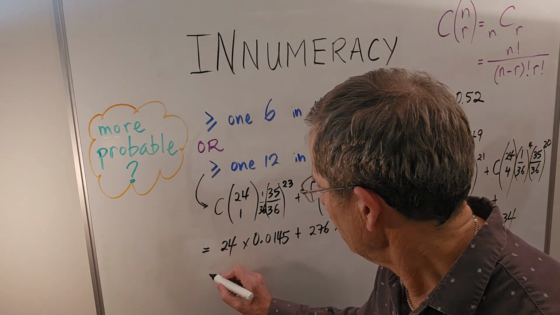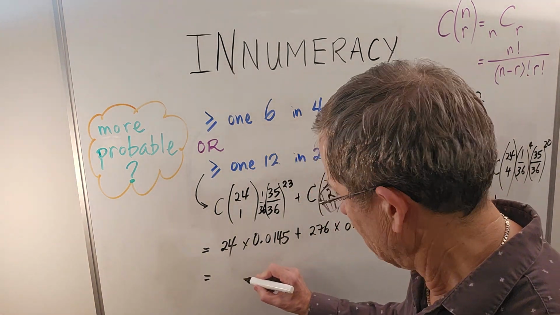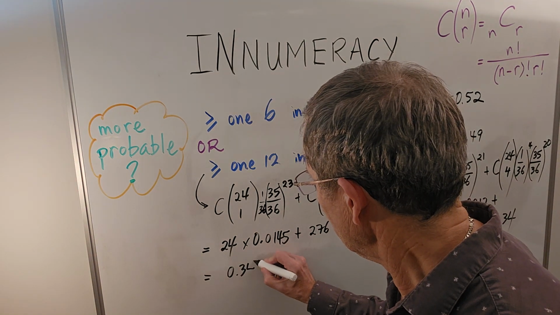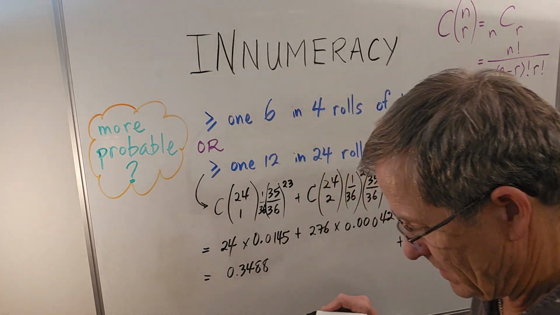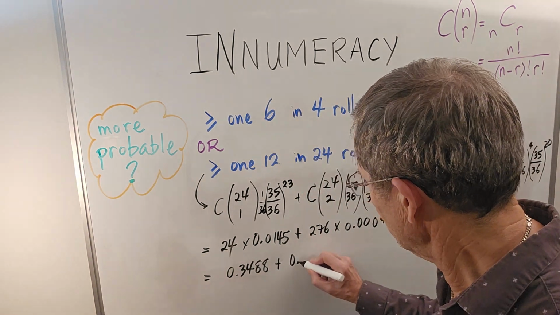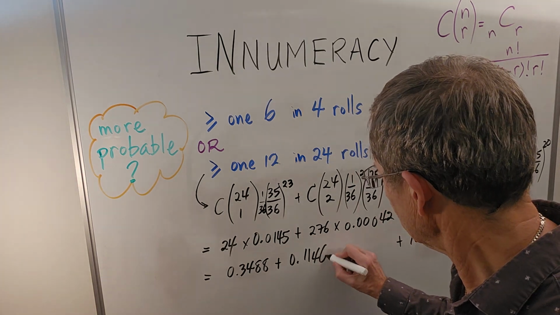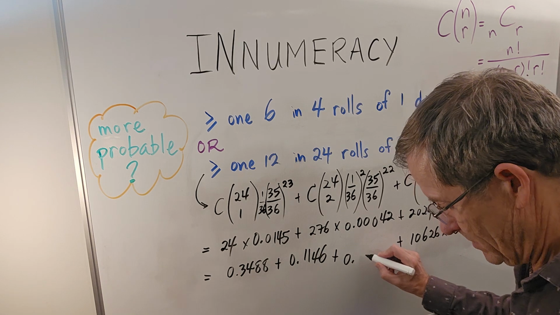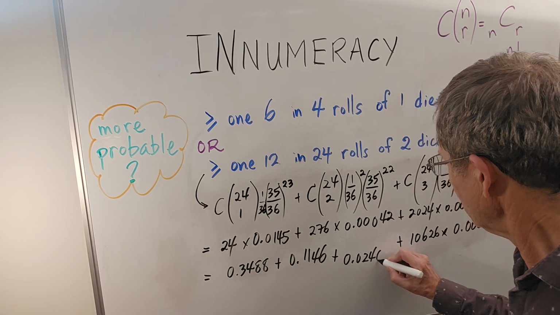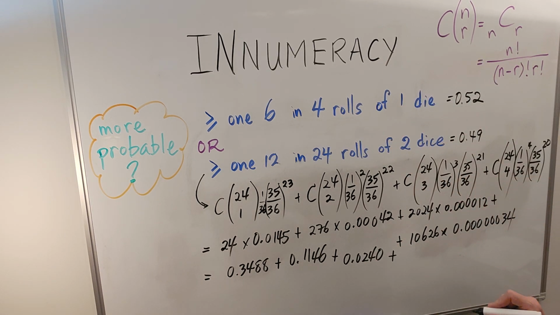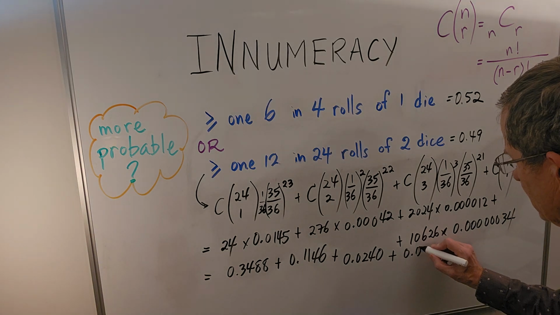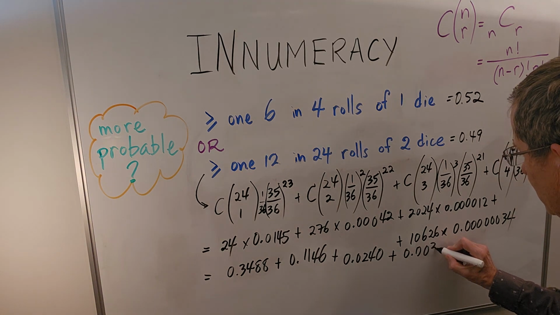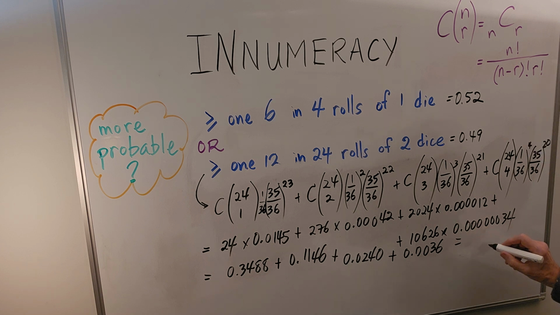And now that works out to be 0.3488 plus 0.1146 plus 0.0240, and finally 0.0036, for a grand total of, you guessed it, 49%, or 0.49.